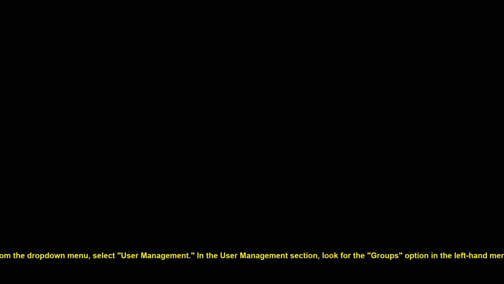From the drop-down menu, select User Management. In the User Management section, look for the Groups option in the left-hand menu. Click on Groups to view all existing user groups. Identify the groups that are associated with the affected teams. Make a note of these groups for later use.